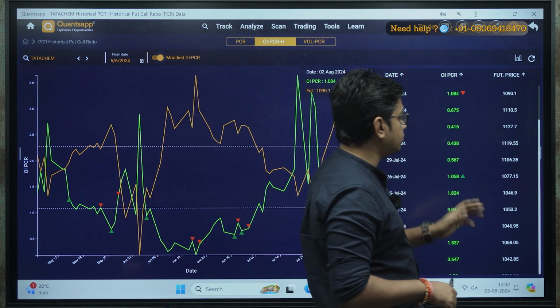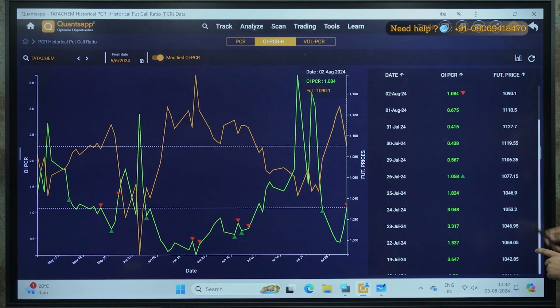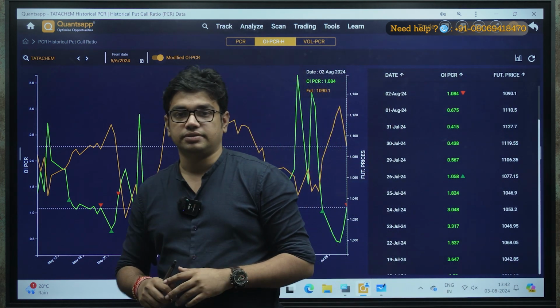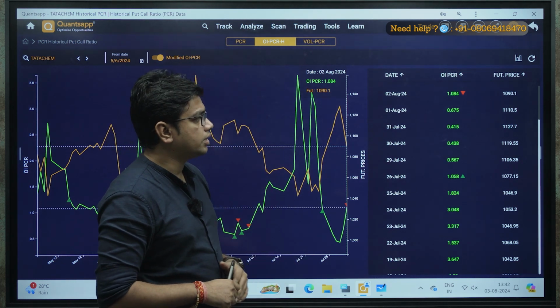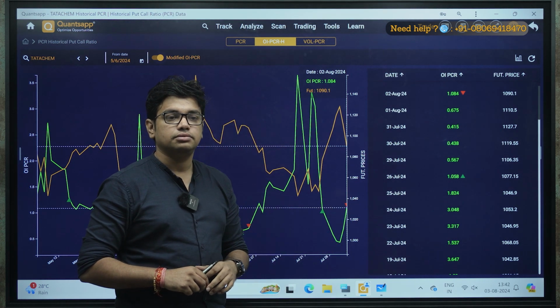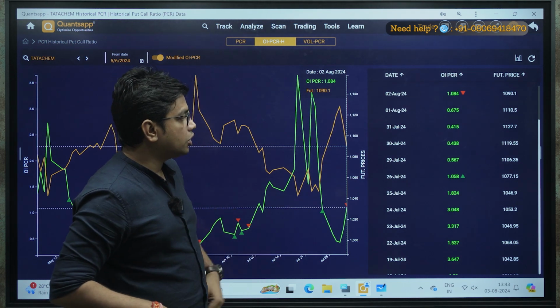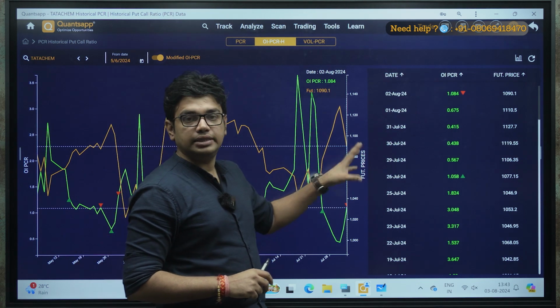And the price was 1077. Then from here it went to 1127. Highest is 1127. So you can see it gave me more than 60 points. Sorry, more than 50 points. So here I got more than 50 points according to this data.